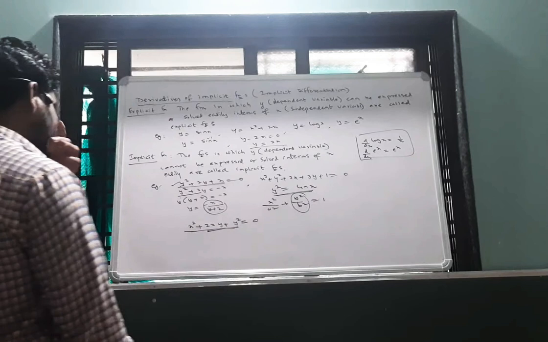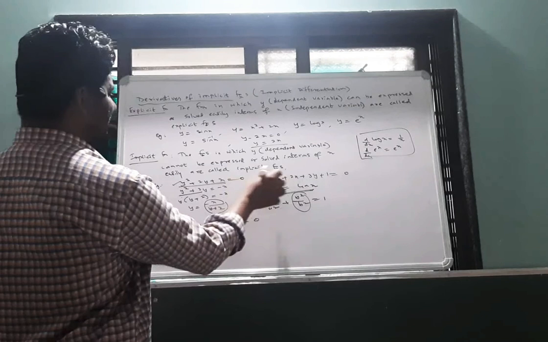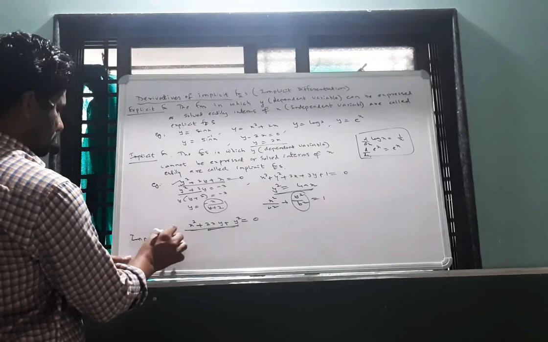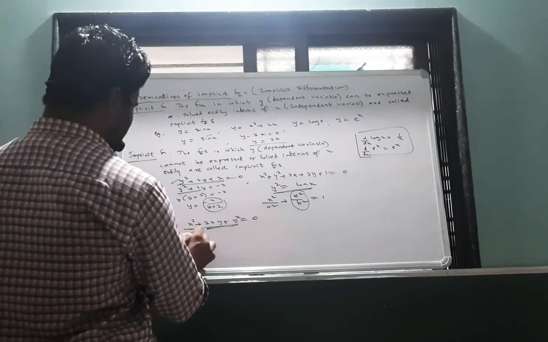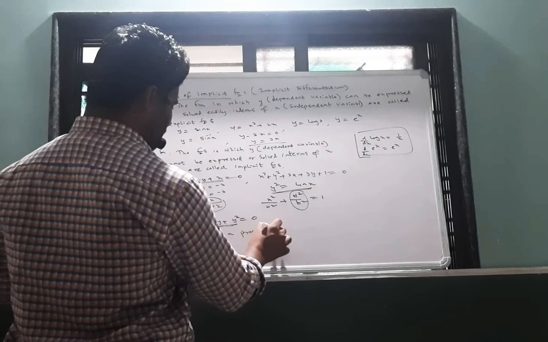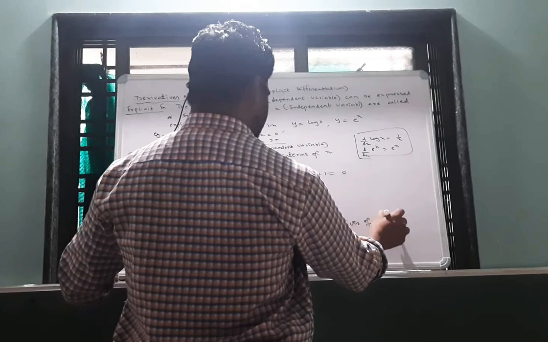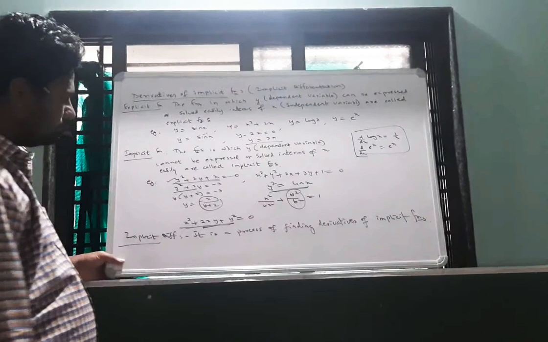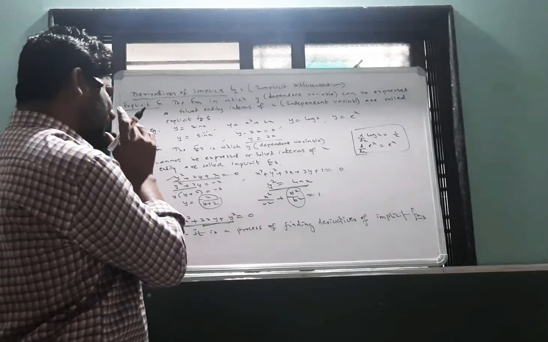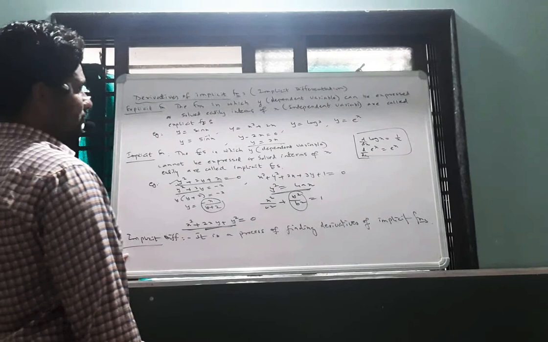Now what do we mean by implicit differentiation? These are examples of implicit functions. Implicit differentiation is a process of finding derivatives of implicit functions. So this method is called implicit differentiation. It means now it is easy to find them.